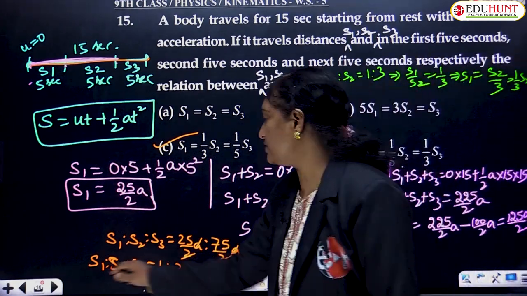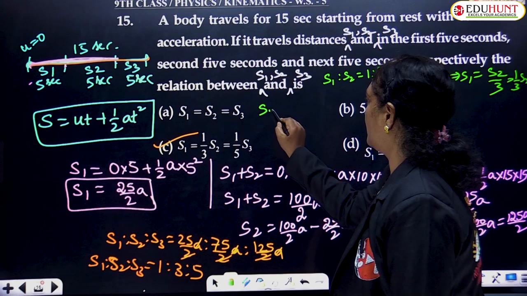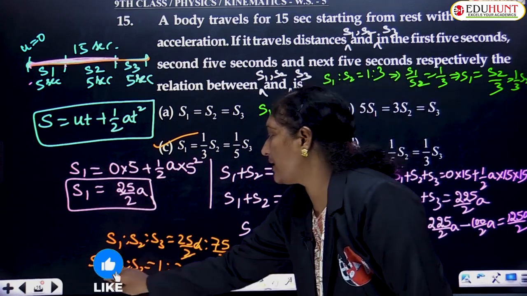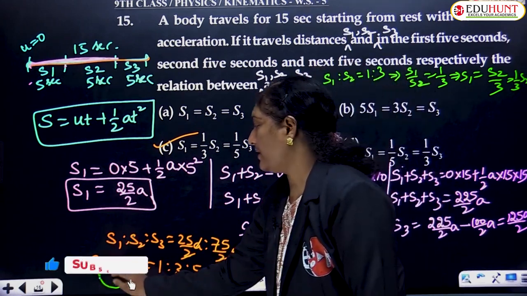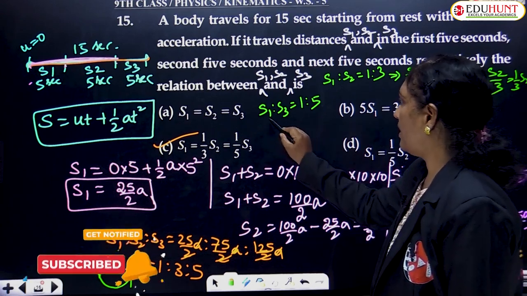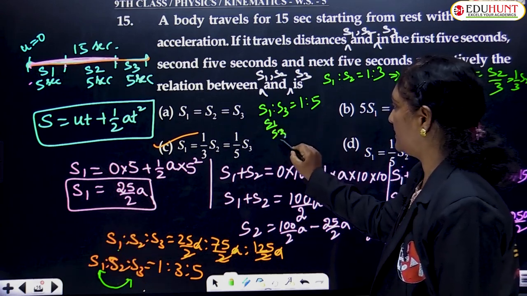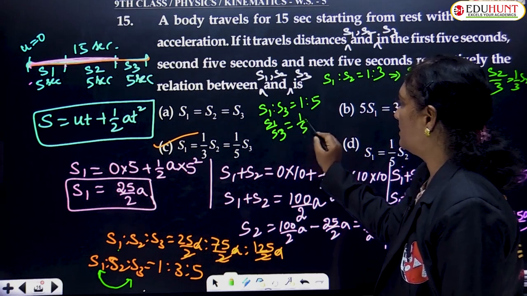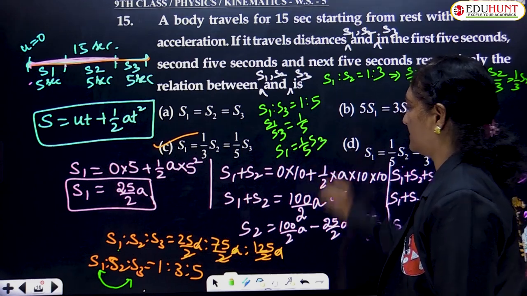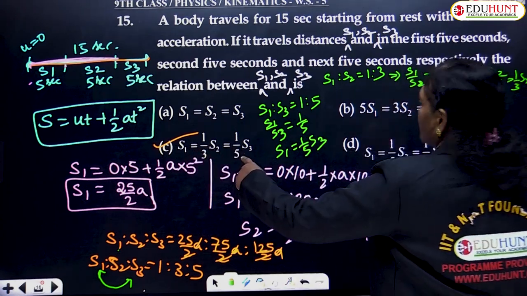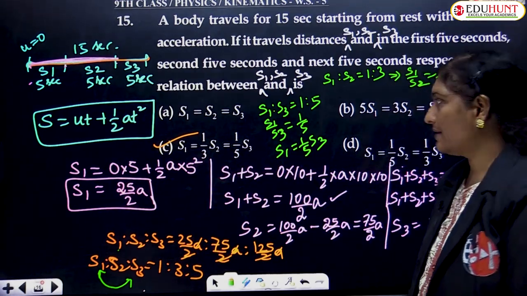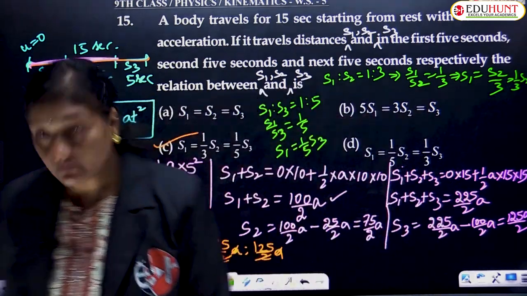Similarly, if you go with S1 is to S3, S1 is to S3 is given as 1 is to 5. Only these two I am comparing now. Earlier I compared these two, now 1 and 3. What is S1 is to S3? 1 by 5, or S1 by S3 is equal to 1 by 5. So S1 can also be written as 1 by 5 of S3. S1 is equal to 1 by 3 of S2. S1 is equal to 1 by 5 of S3. Now it's clear, children. Lack of space, I tried, but okay.